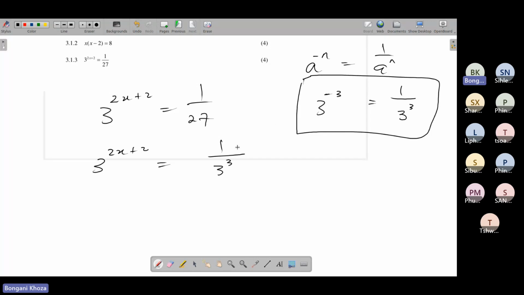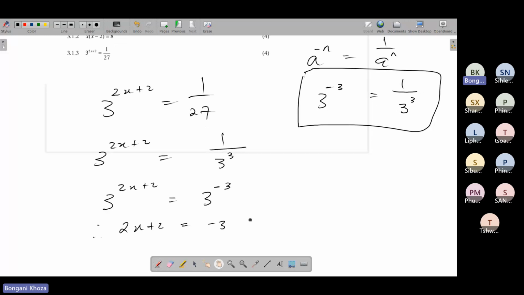So what we did here, we are doing here. So it's 3 exponent 2x plus 2 equals 3 exponent minus 3. So now we have the same bases. We can equate the exponents. Therefore, 2x plus 2 equals minus 3, and then we can solve for x nicely.